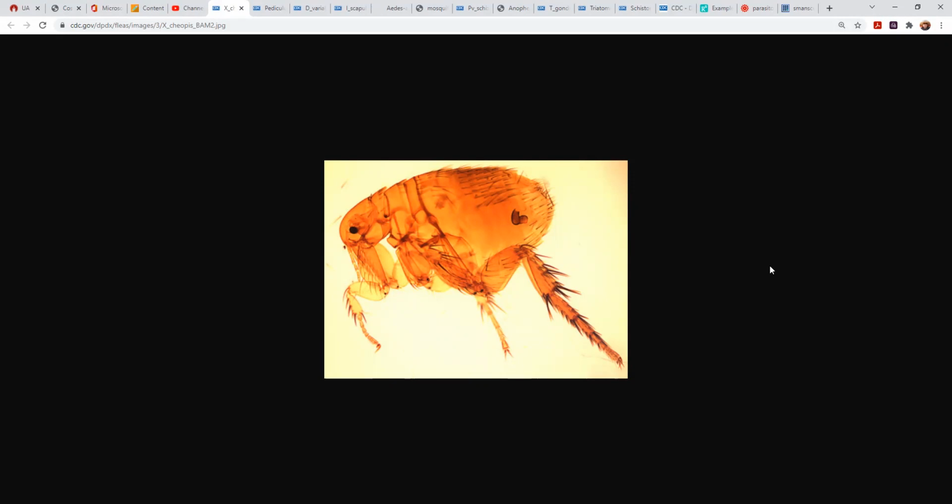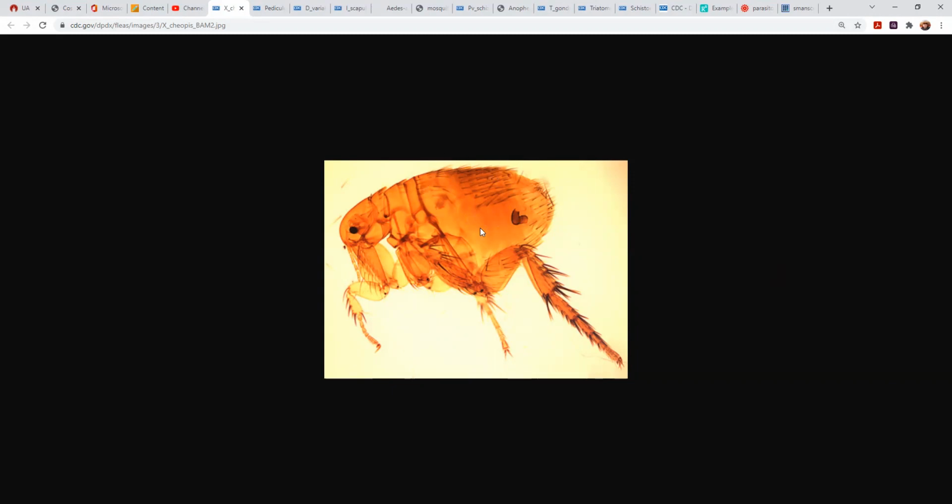This is Xenocilla, sometimes referred to as the oriental rat flea. But this is important and studied in this particular chapter because it can spread plague. Now, what I want you to notice that's going to help you distinguish this flea from the others is notice the parallel rows of hair on its back.